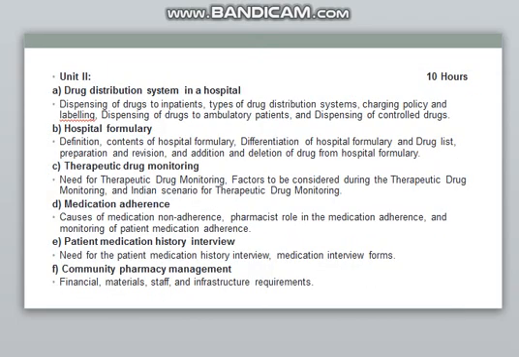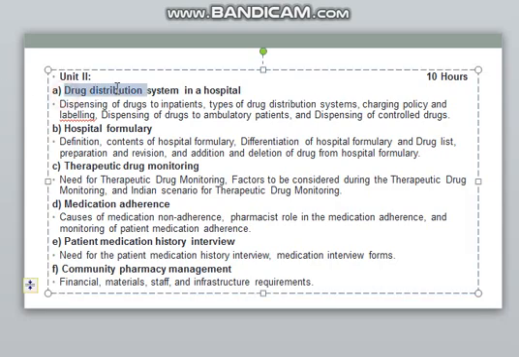In the second unit, you are going to read about drug distribution. In the first unit you read about the hospital, so in the hospital, how are the drugs distributed? Here you will read about drug distribution in the hospital, how drugs are distributed to inpatients or in the IPD or OPD, and what the labeling parameters are.